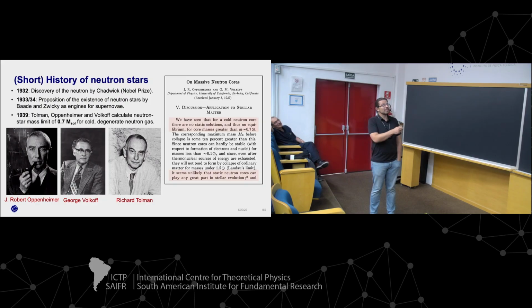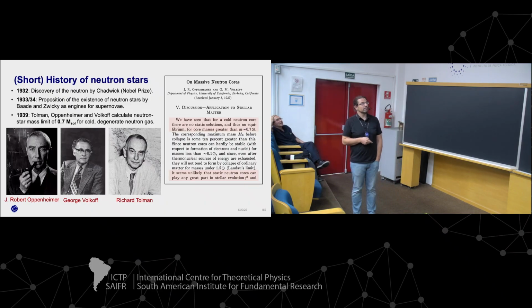They used the free cold degenerate neutron gas. There are no nuclear interactions in the neutron gas. Nuclear interactions are important to describe neutron stars, and so they made the mistake by simplifying the equation of state. And this is why they found this too low maximum mass.